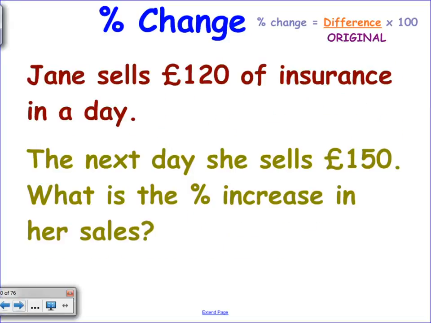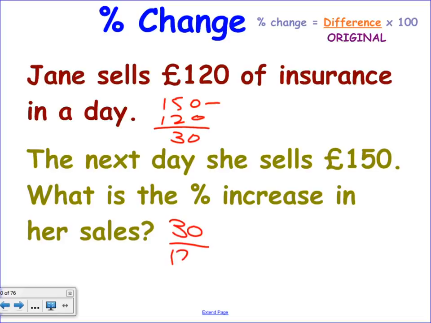Jane sells £120 of insurance in a day. The next day she sells £150. What is the percentage increase in her sales? What's my starting point? What shall I do first for my first mark? 150 minus 120, 30. So I've got 30. So how do I show a percentage increase? 30 over 120, my starting amount, my original amount. What can I do with that? Divide them both by 10, it becomes 3 over 12. Simplify it again, it becomes 1 over, we know what that is.